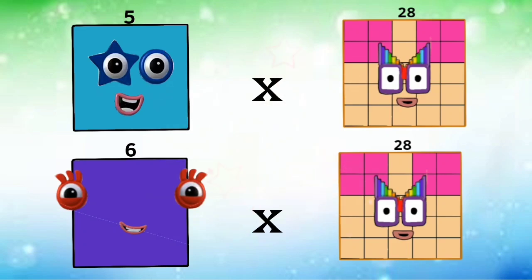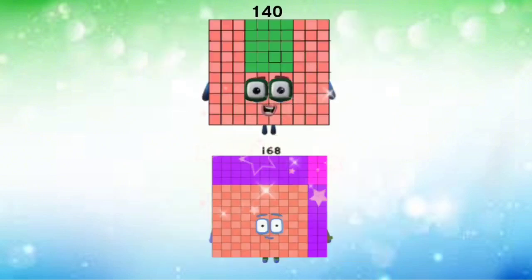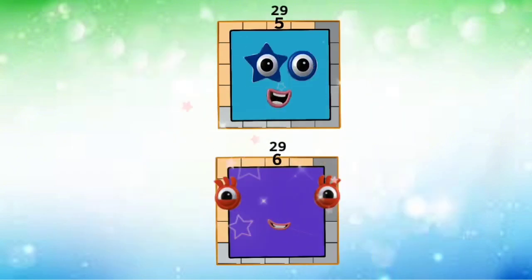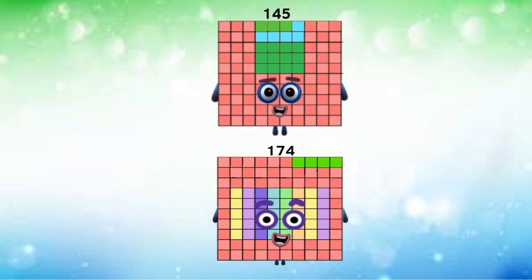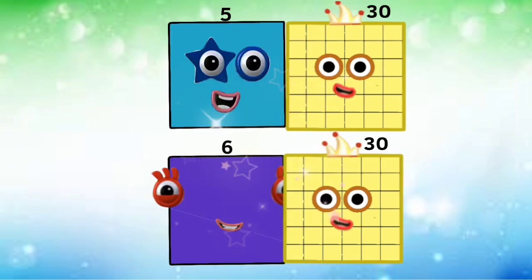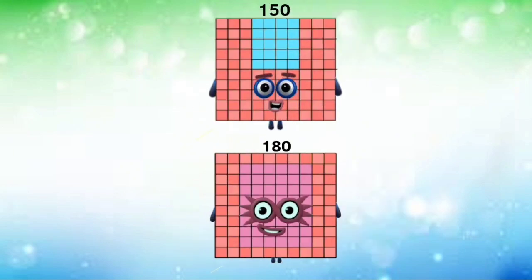5 and 6 times 28 equal 140 and 168. 5 and 6 times 29 equal 145 and 174. 5 and 6 times 30 equal 150 and 180.